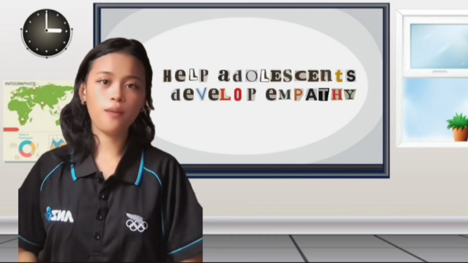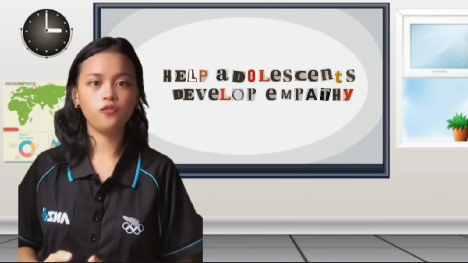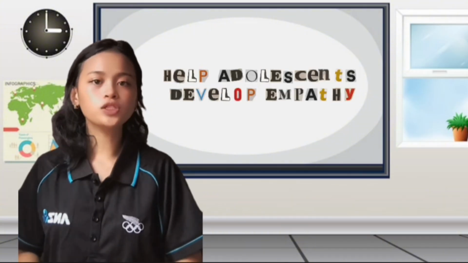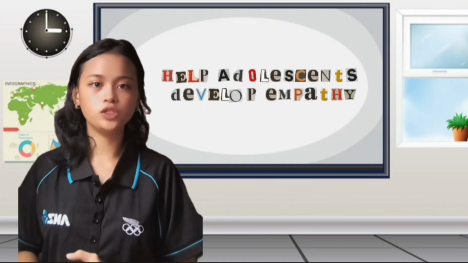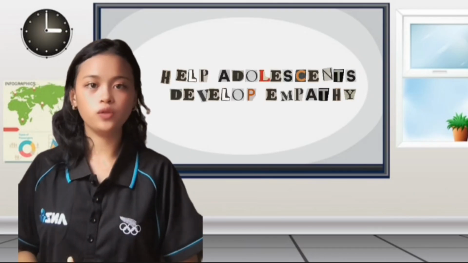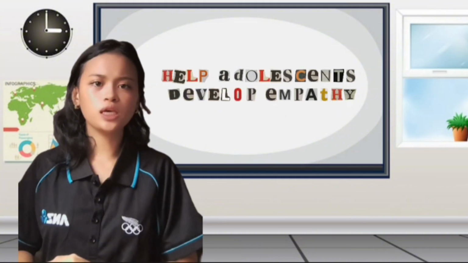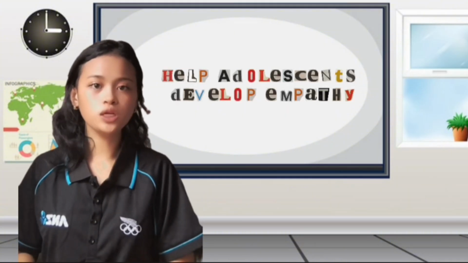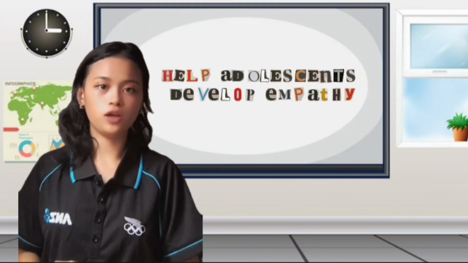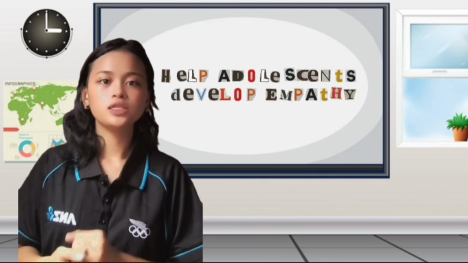Next one is develop empathy. Empathy is the ability to understand and share the feelings of others. Adults can foster empathy by encouraging young people to consider the perspectives of individuals from diverse backgrounds and experiences. This can be achieved through literature, films, and real-life interactions that expose them to different cultures, challenges, and viewpoints.